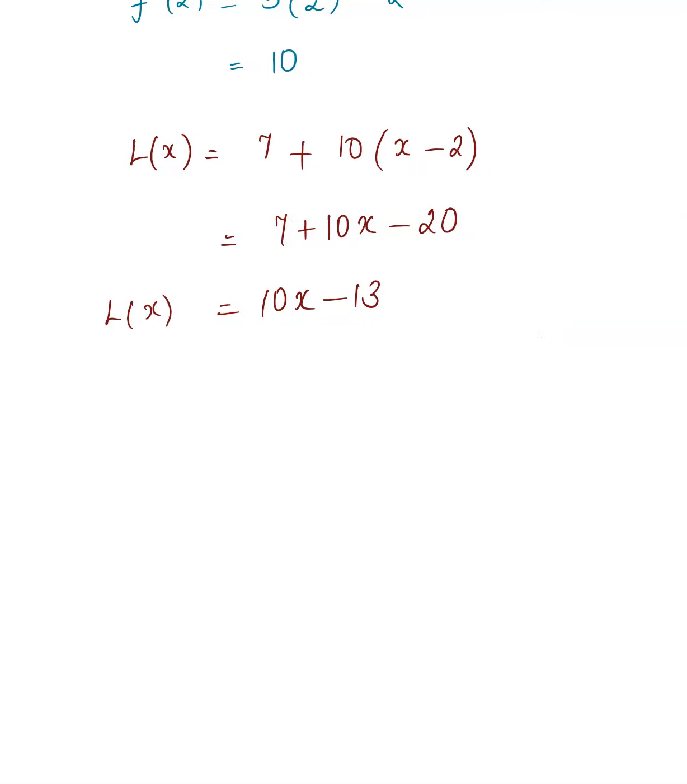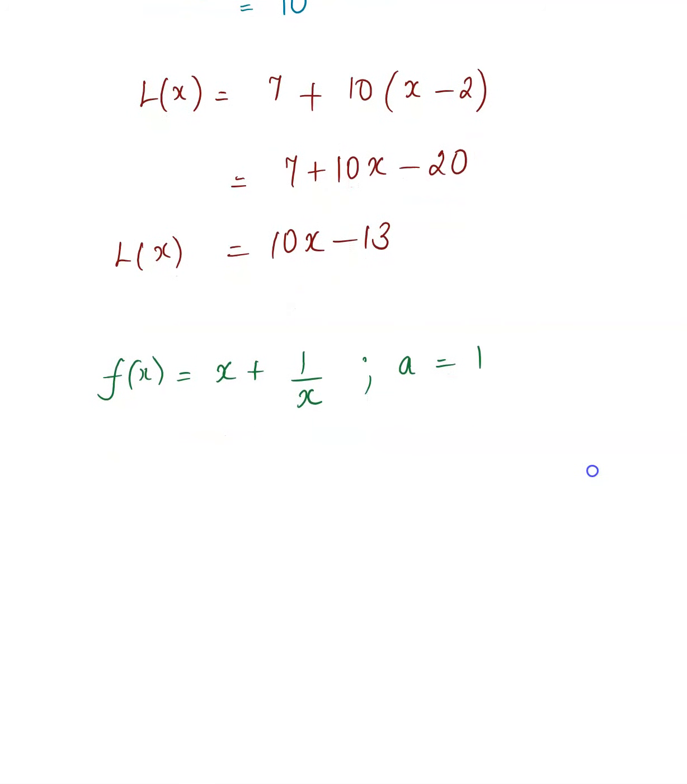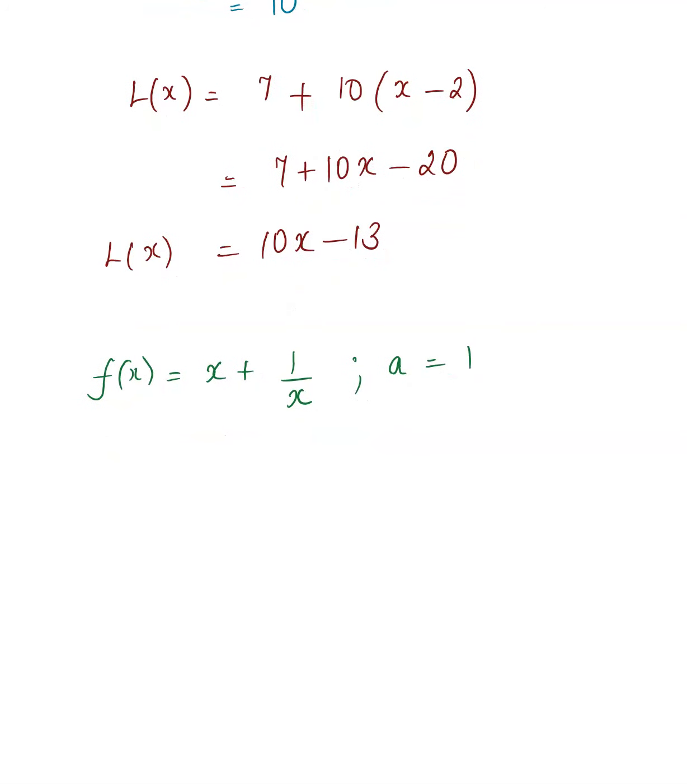So we'll do another similar problem where our f of x is given to be x plus 1 over x, and we need to find this around a equals 1. So we have a equals 1, and we have a function that is more complicated in the sense that it's rational, right? So we know that we need to find f prime of x.